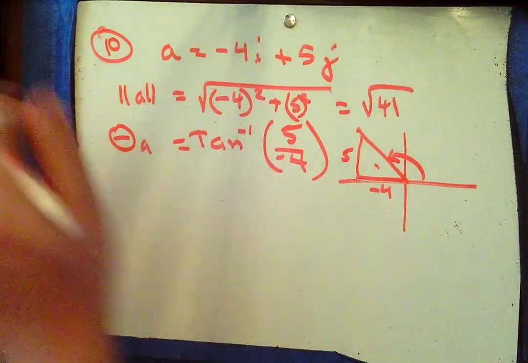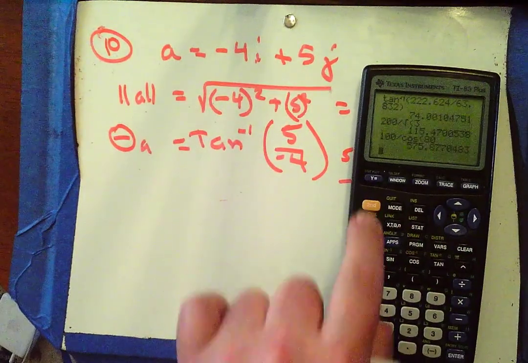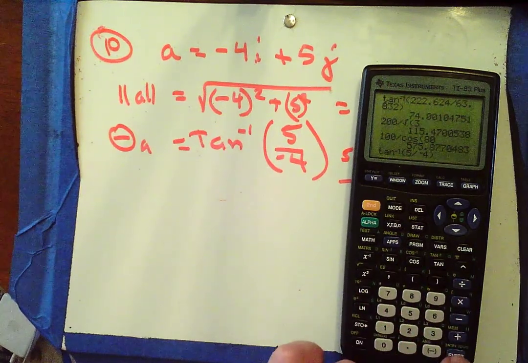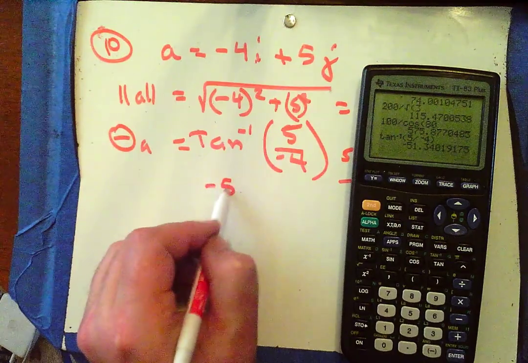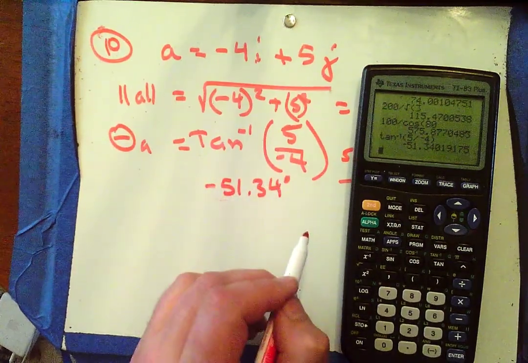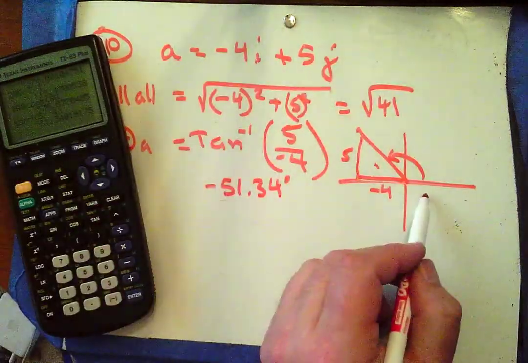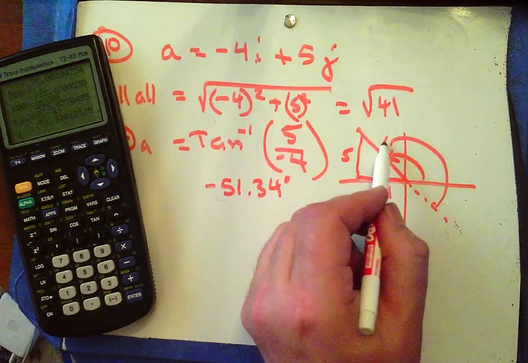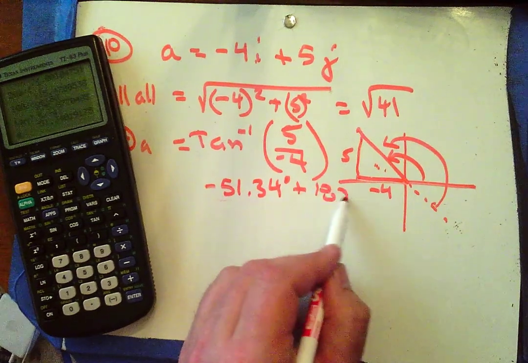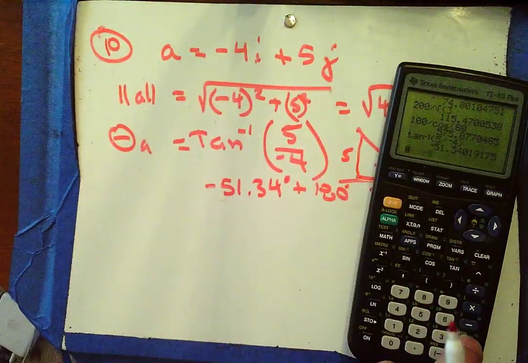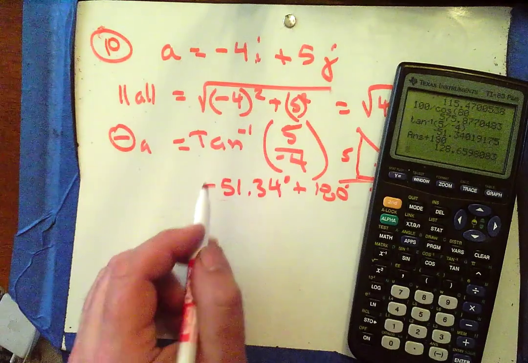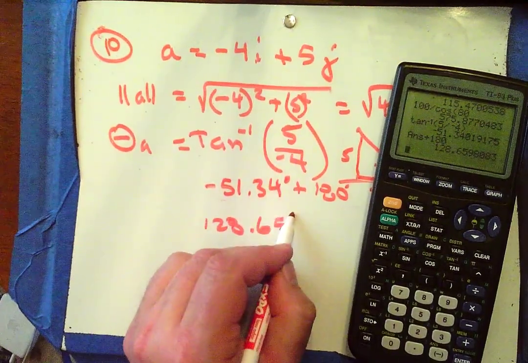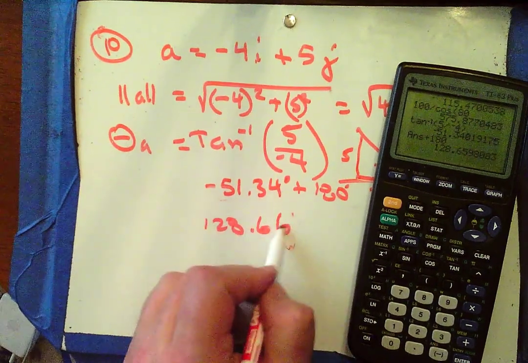Okay, so we'll do this on our calculator. Inverse tangent 5 divided by negative 4, and I end up with negative 51.34 degrees. Hey, guess what? That's not this angle, that's this angle. And so I need to add 180 to that. So if I add 180, my direction angle is 128.66 degrees.